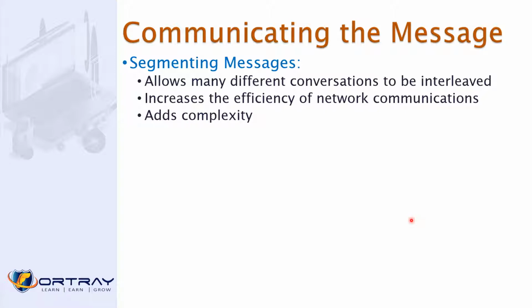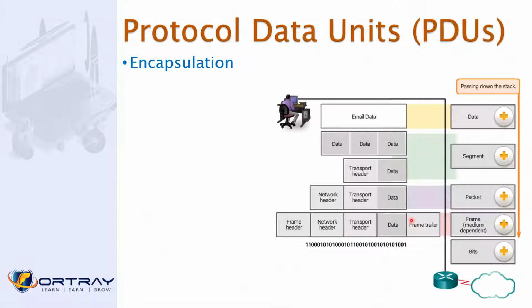Now we are discussing encapsulation. When the message comes from top to bottom, for example, email data at the application layer is received, then it is called a segment, then a packet, then a frame, then bits. Every layer, when the message goes from the top layer to the bottom, adds its own header. That is called encapsulation, basically. Every layer adds its own information.